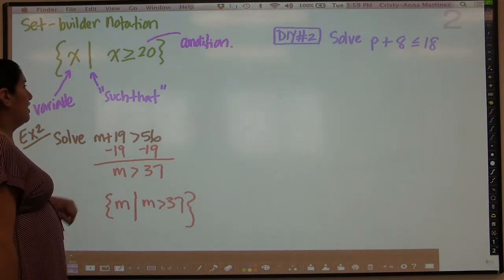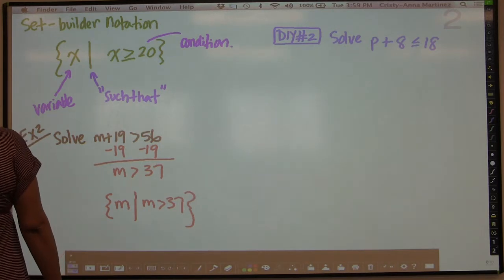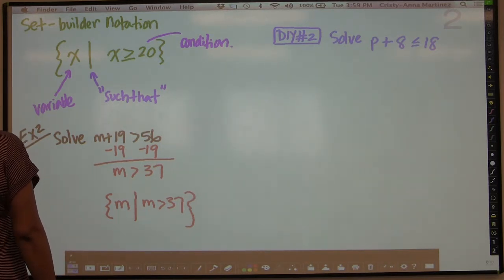So now I want you to try do it yourself number 2, but remember that when you do that, I want you to put your answer in set builder notation, please.